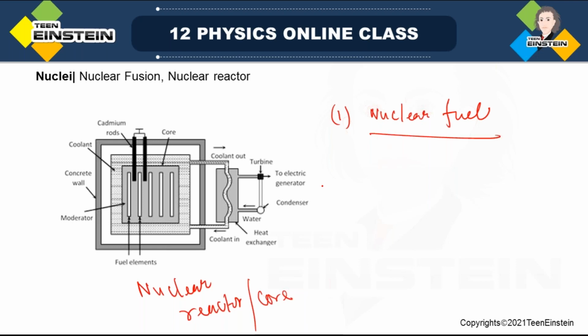So what is the nuclear fuel? You need to have a fissionable nucleus to produce nuclear energy, or for the fission reaction to happen. So you need a fissile or fissionable nucleus as fuel, like uranium 235, then you have plutonium, Pu.